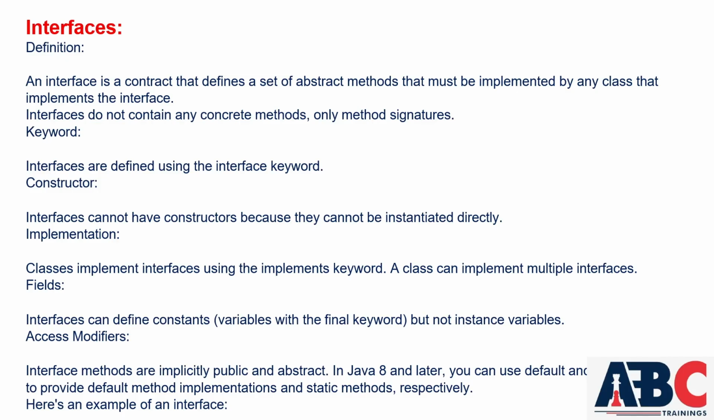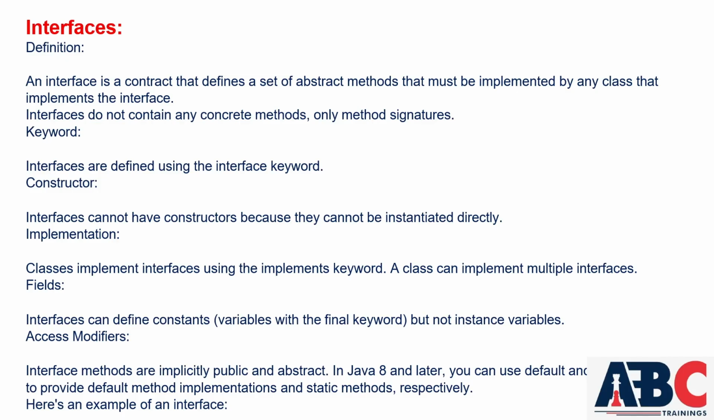An interface is a contract that defines a set of abstract methods that must be implemented by any class that implements the interface. An interface does not contain any concrete methods, only method signatures. We use the interface keyword to define it. An interface cannot have a constructor because it cannot be instantiated directly. Implementation classes implement an interface using the implements keyword.